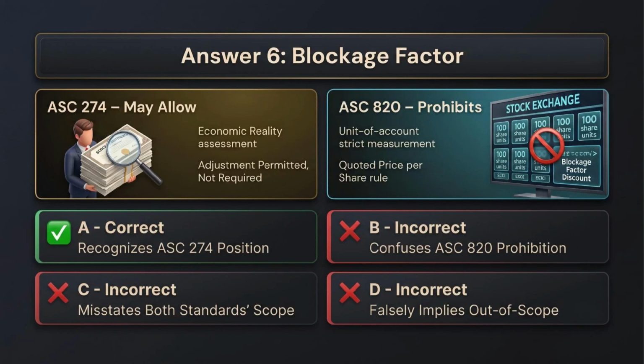ASC 274 may allow a blockage factor adjustment in certain circumstances when a large holding could depress the price if sold as a block, but the adjustment must be supportable. Option B reverses the rule because ASC 820 prohibits blockage factor adjustments. Option C is wrong because it incorrectly says both standards always prohibit the adjustment. Option D is wrong because the issue is addressed, but the two standards deal with it differently.